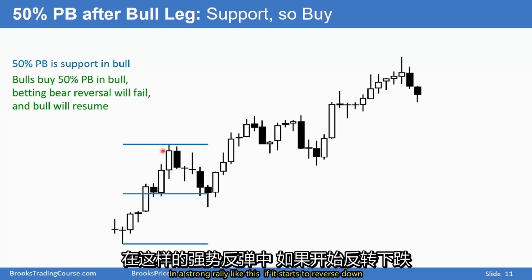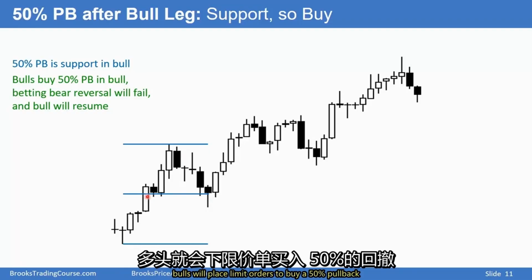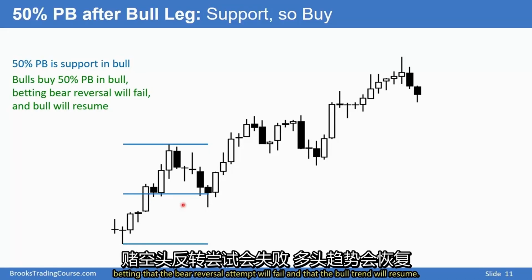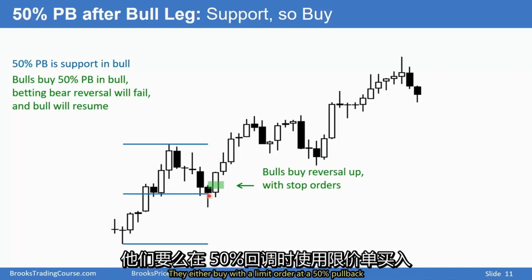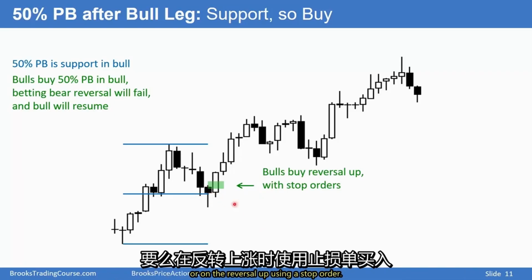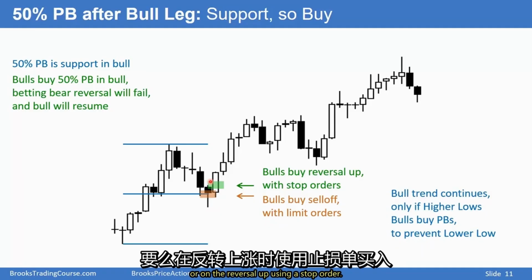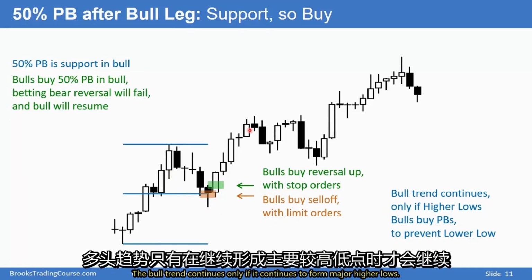In a strong rally like this, if it starts to reverse down, bulls will place limit orders to buy a 50% pullback, betting that the bear reversal attempt will fail and that the bull trend will resume. They either buy with a limit order at a 50% pullback or on the reversal up, using a stop order. The bull trend continues only if it continues to form major higher lows.